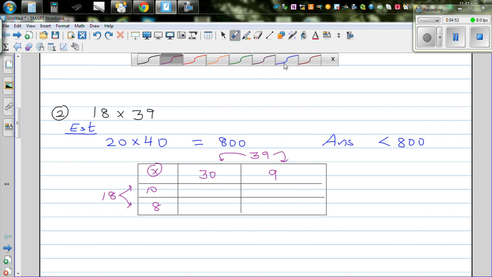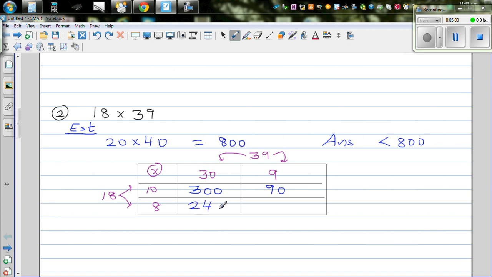Now I have to just multiply. So 10 times 30: I know 1 times 3 is 3, and then I have to put 2 zeros. 10 times 9 is 90. 3 times 8, 8 times 3 is 24, so this is 240, and this is 72. So let's add, let's do the total this way and also this way. If you add this way, you get 390. And if you add this way, this is 312.